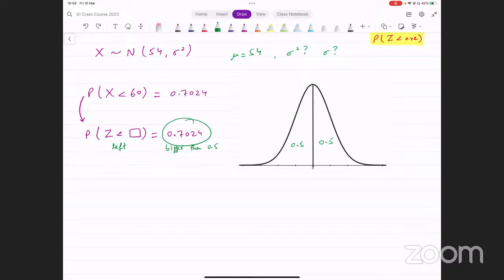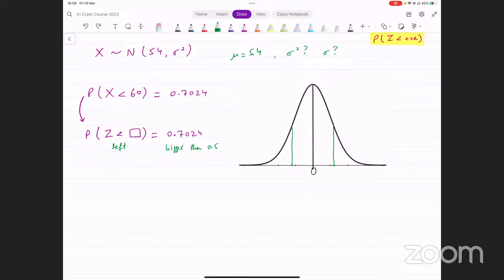This value is bigger than 0.5. Now think about it. Z could come either on the left side of this curve or on the right side. Remember, 0 is in the middle, because the mean of this distribution where you have Z is 0. So at the center, you have 0 like this. Now, Z could either be on the right side, that means positive, or on the left side, that means negative. It could be on any one of these two sides.